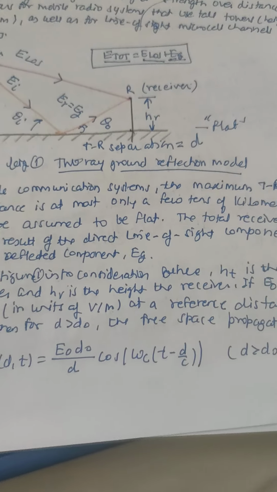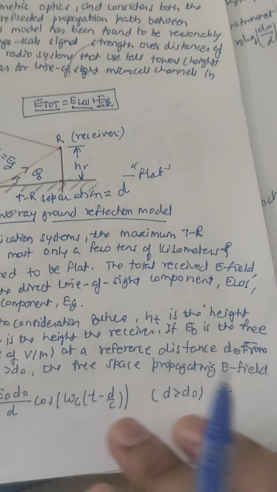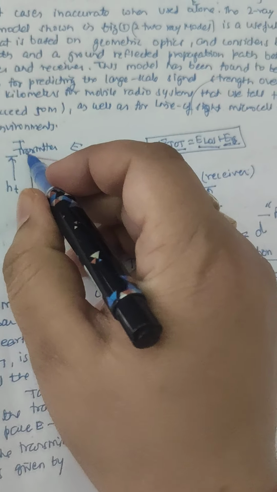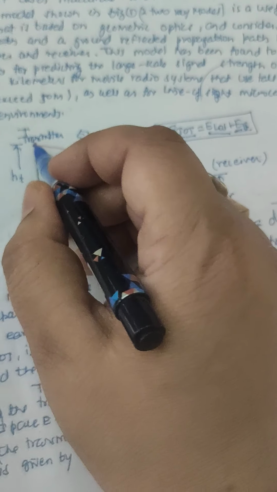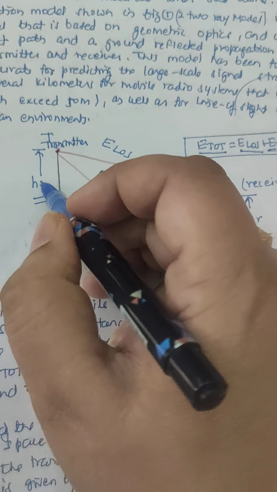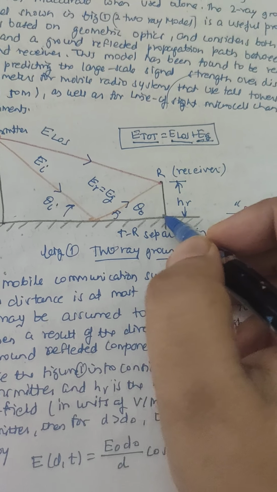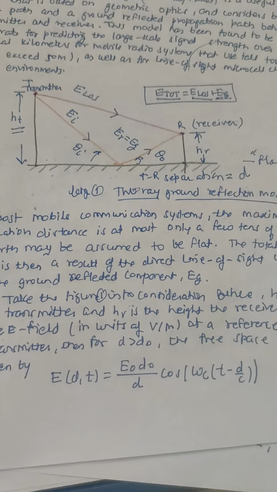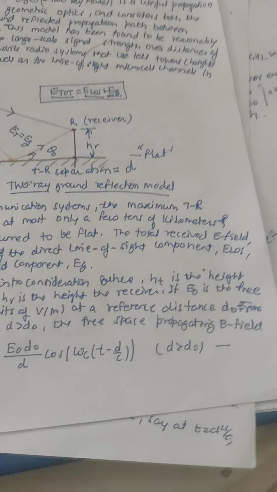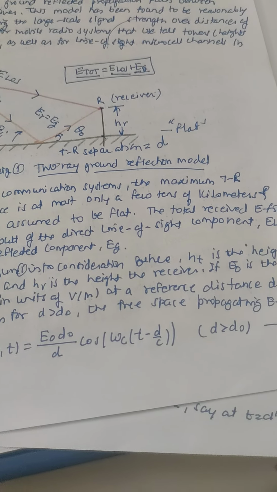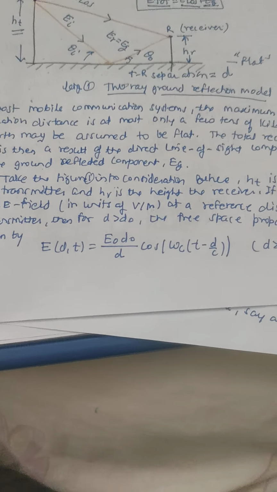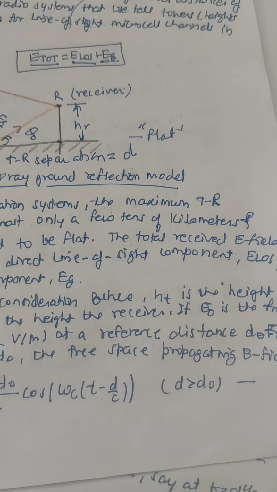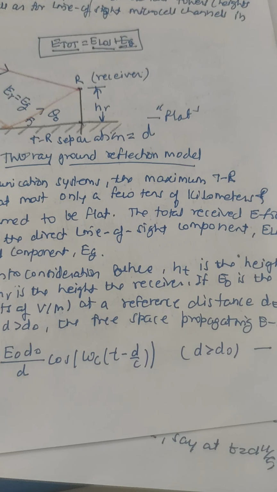So take this figure into your consideration. This is the height from the surface of the earth. The transmitter height is denoted by h_t, and the height of the receiver from the surface to the receiver point is h_r. So this is the total geometry, and this is our free space field, and here E naught is the free space field in units of V/m.